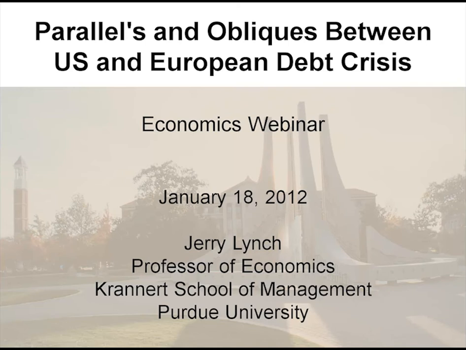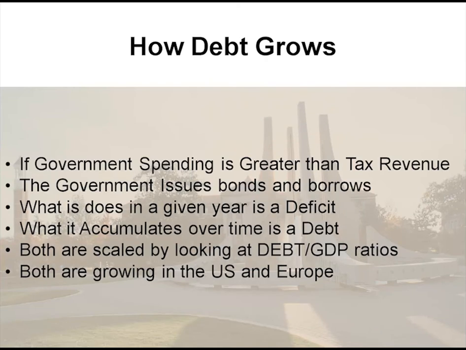So let's start by talking about debt and how debt grows. Government, of course, raises tax revenue and the government spends. And the plan is that government spending is going to be equal to tax revenue and that we're going to have a balanced budget. But in reality, that almost never happens. A balanced budget is not going to happen just because we're talking about trillions of dollars of spending and trillions of dollars of tax revenue. So an exact balance is never going to work.